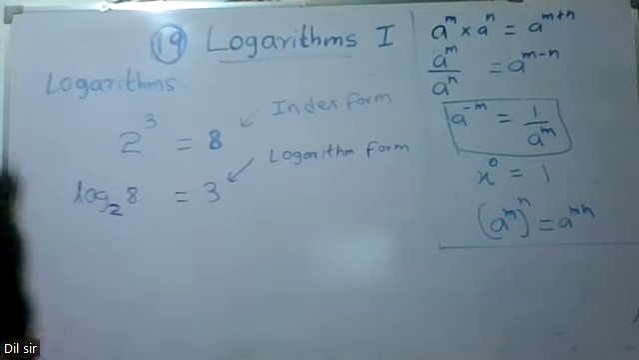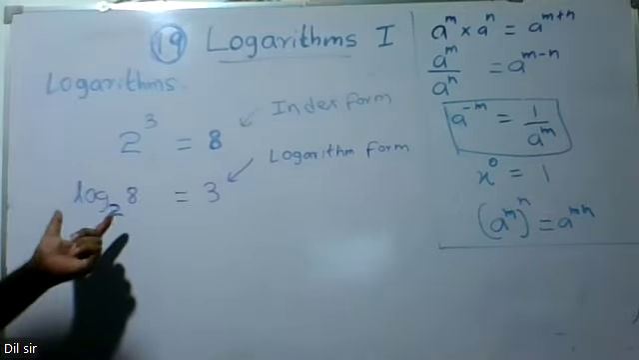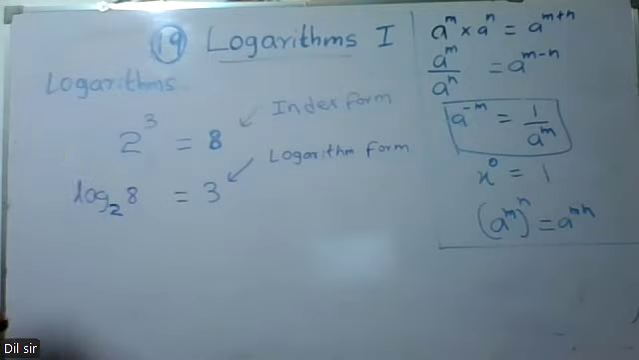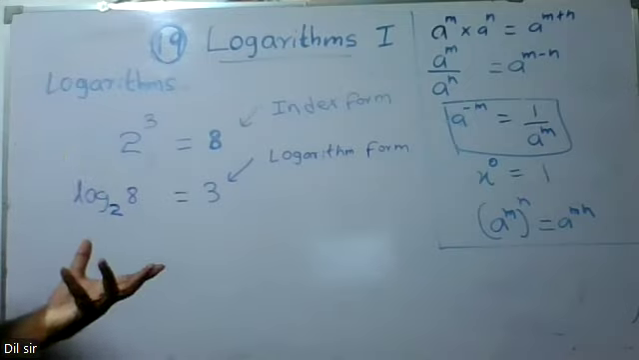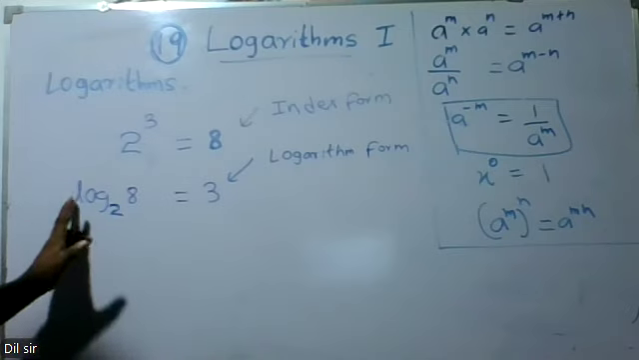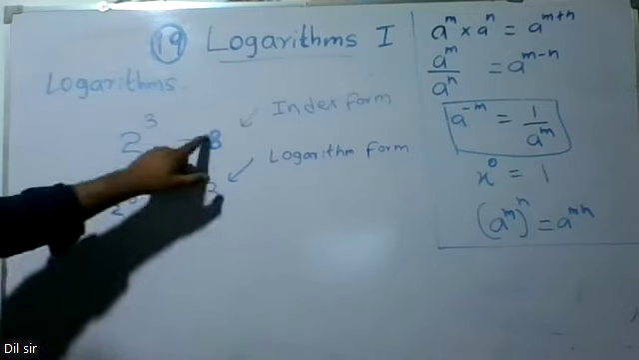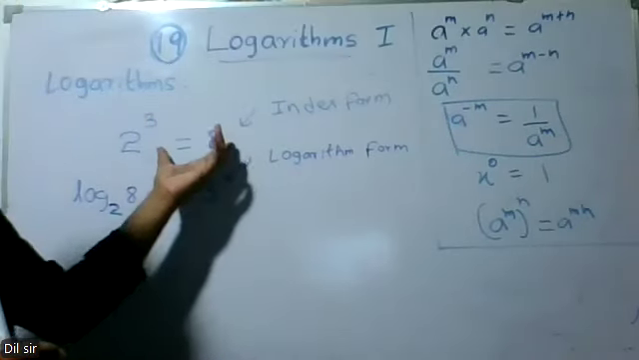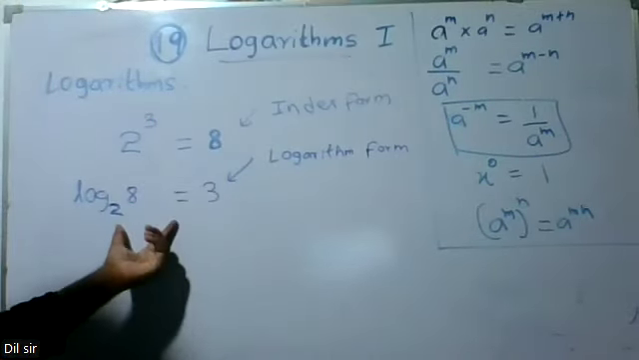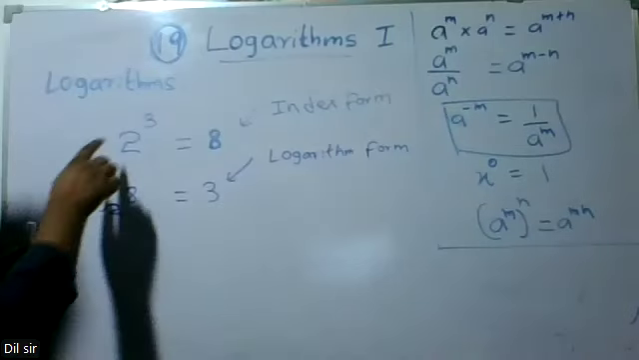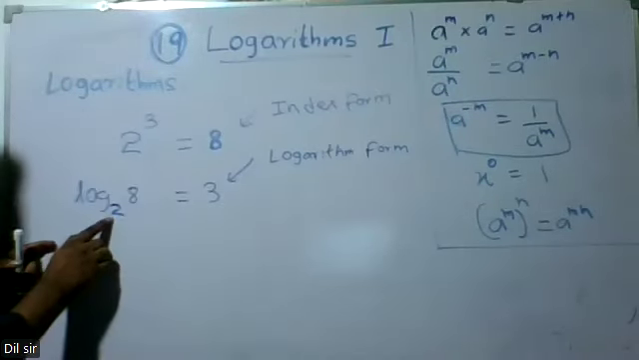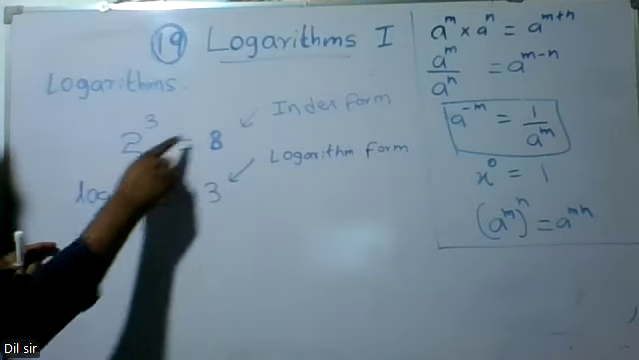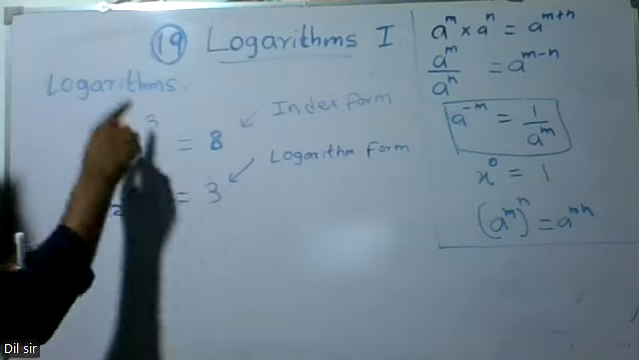This is the logarithm form. Don't be afraid of this word, log. Think of log as just a word, actually a part of a word. Don't be afraid of the three letters. Log is written here, and 8 is here. This is called logarithm form, another way of writing the index form. Check it: the base here we call the log base. The log base and index base are the same, 2. The answer is 8. The index is 3.